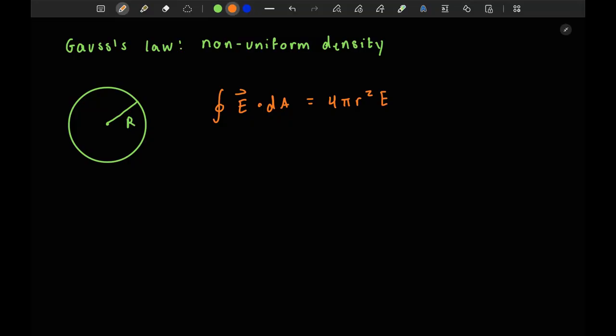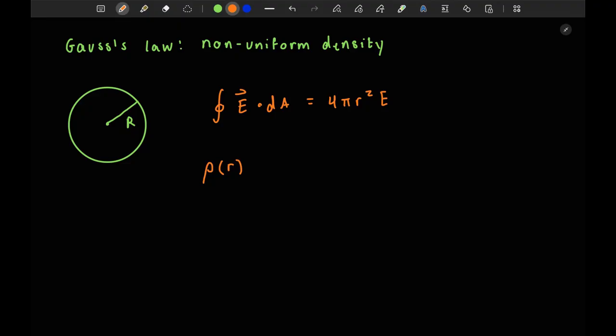That is, we have a density which is dependent on position. To utilize our spherical symmetry, we're specifically going to say that our density is a function of radius, right? So if we had a density which depended on, say, our x coordinate, as opposed to our radius, we would then violate spherical symmetry and could not use Gauss's law in the same way.